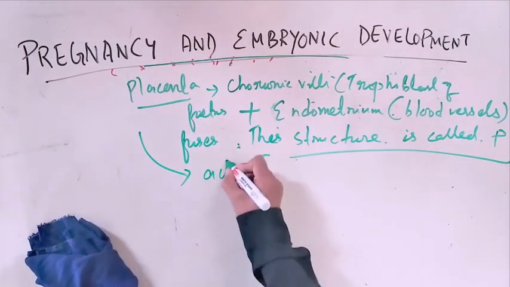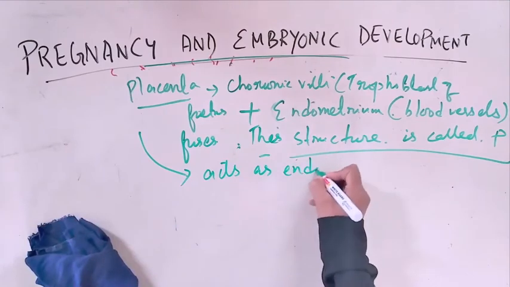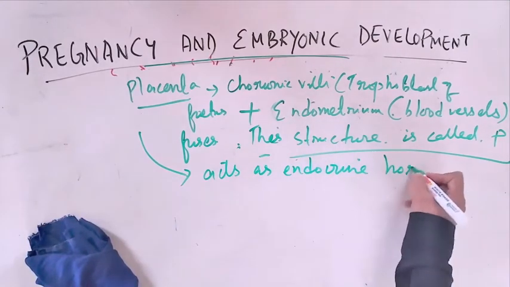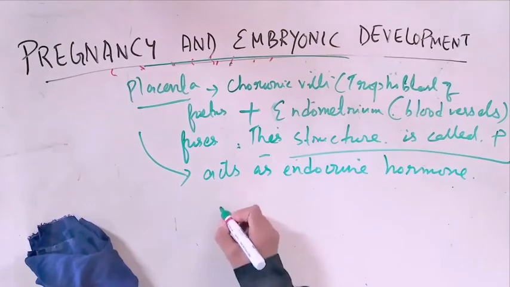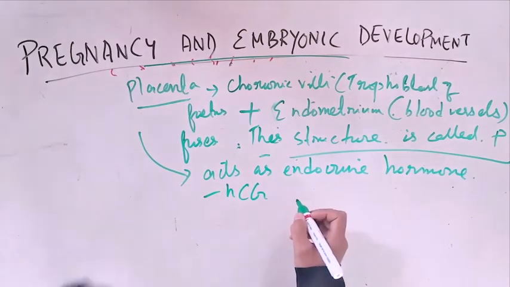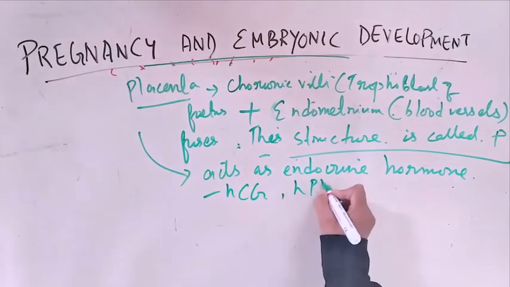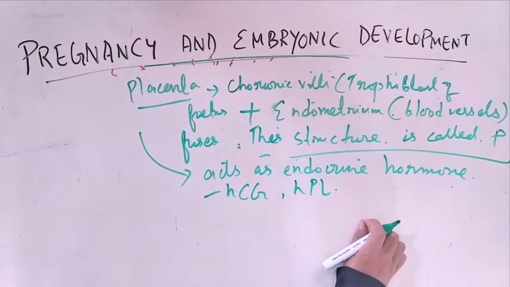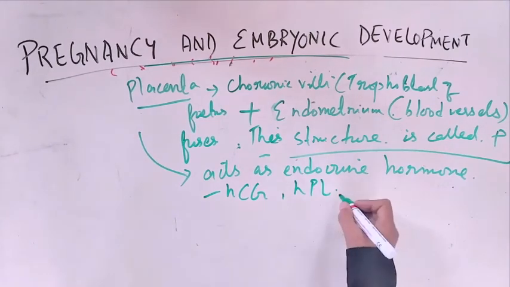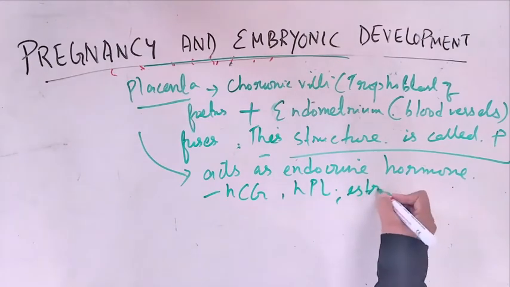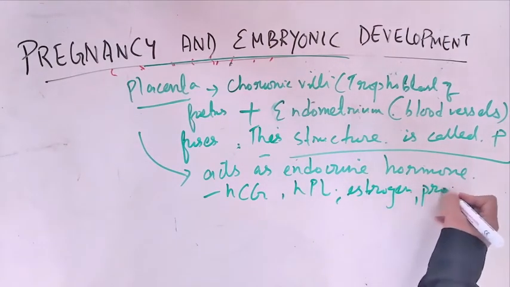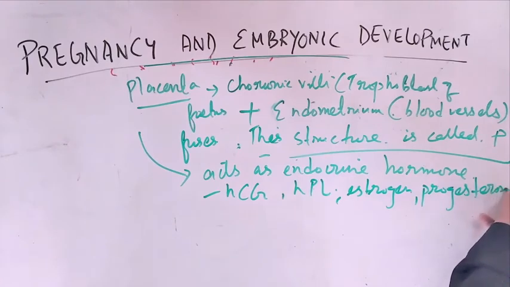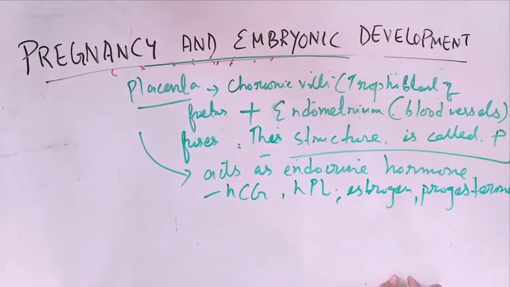It also acts as an endocrine organ and releases hormones. Which hormones? HCG, then HPL, in the textbook the full form is human placental lactogen. Then the placenta also forms estrogen and progesterone. Very important is progesterone, to maintain the endometrium lining. What is very important? Progesterone hormone.